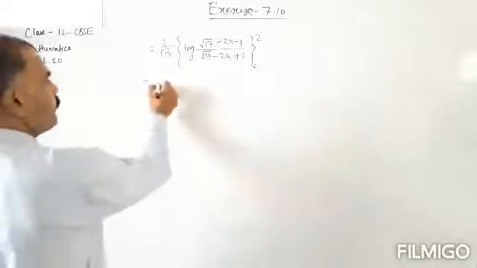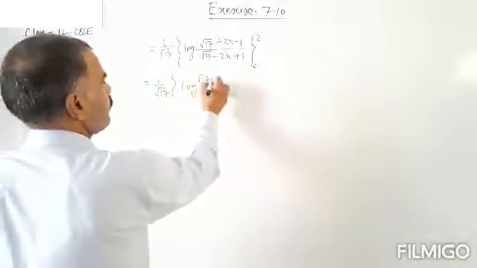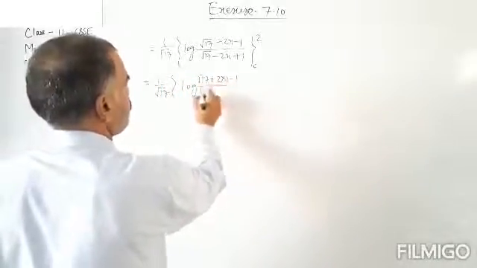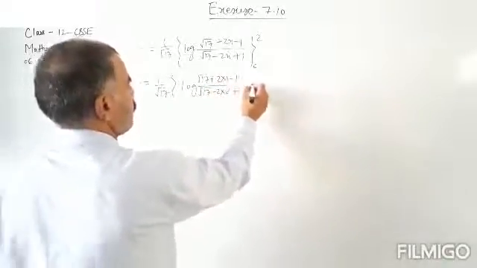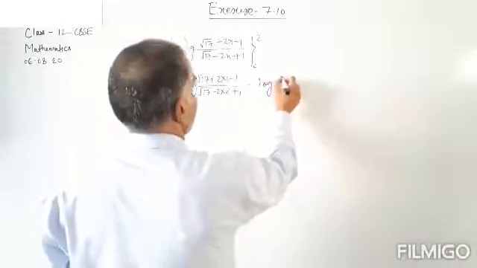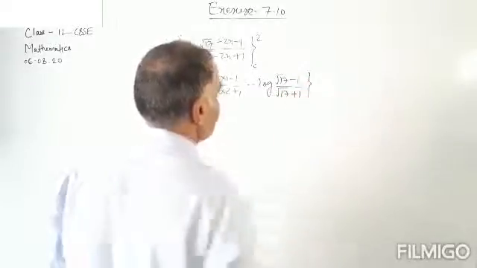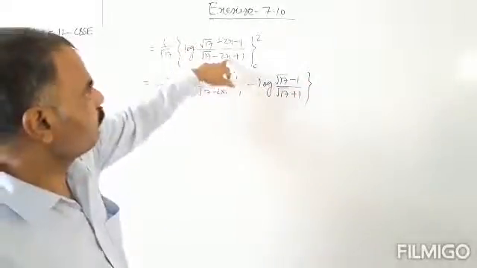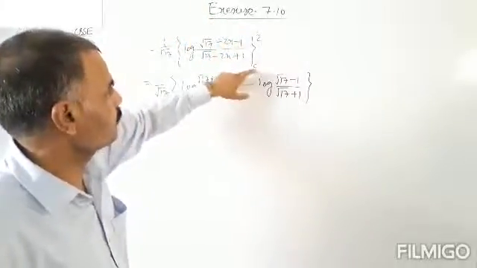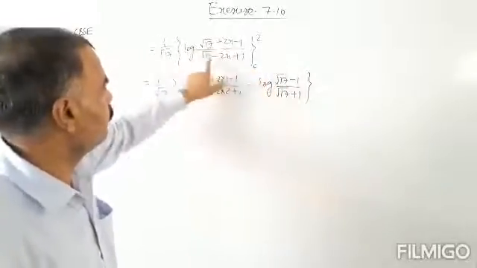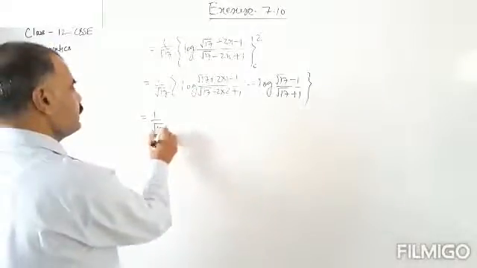Taking the upper limit, 1 by under root 17 log (under root 17 plus 2 into 2 minus 1) upon (under root 17 minus 2 into 2 plus 1), minus the lower limit, log (under root 17 minus 1) upon (under root 17 plus 1). Okay, the term of x will become this after putting x equals to 0. So under root 17 minus 1 upon under root 17 plus 1. So this is equal to 1 upon under root 17.